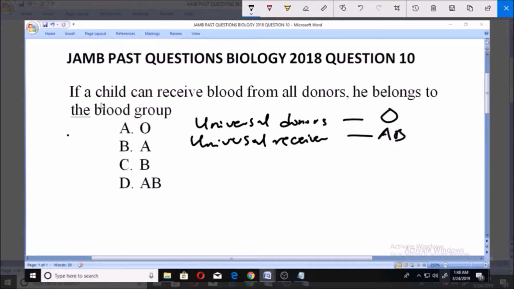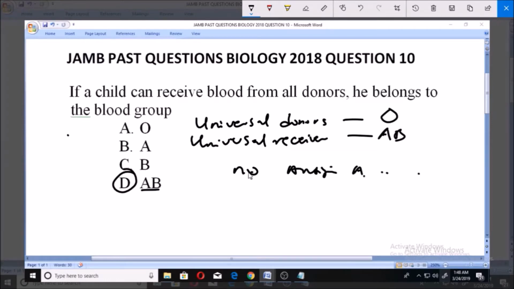So from there you can see that this child can receive from all donors. He is a universal receiver. So the correct option is AB. Now why is it like this? It is actually because group AB people possess plasma that contains neither antibody A nor B. So it neither contains antibody for A or B.